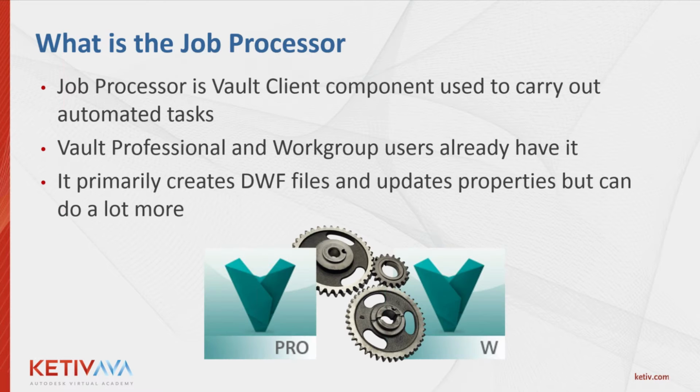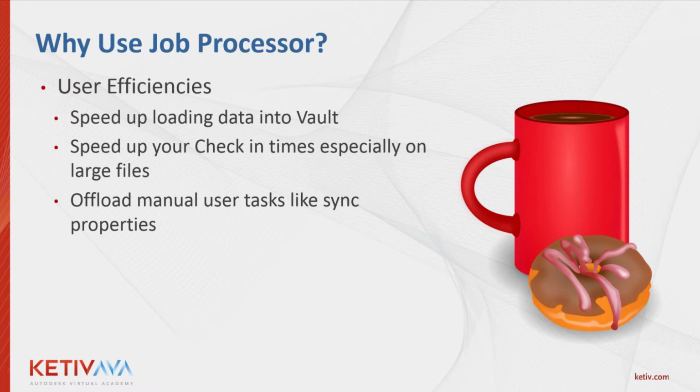So we'll start off, as I mentioned here, a little bit about what the job processor is. So essentially this is a Vault client component which is used to automate some repetitive tasks that the user would otherwise be carrying out on their machine. So for anyone out there with workgroup and professional, you already have access to the job processor. Its primary role is to create visualization files and update properties, but it does have some other specific tasks it can carry out, and you can in fact build your own tasks to be run by the job processor.